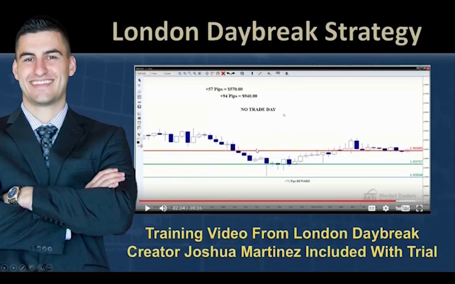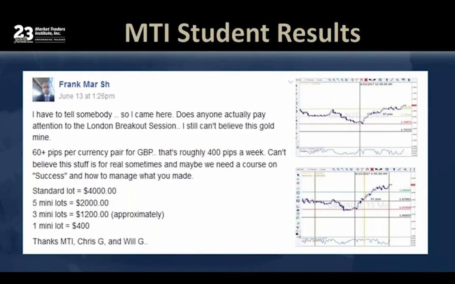Now, the neat thing about this is that some of our students here, I kind of showed you how this works. I showed you 2 examples from this past week. This is one of our students here, Frank, from our MTI Facebook page. He says here, does anybody actually pay attention to the London daybreak London breakout session? He says, I still can't believe this gold mine. He says here, 60 pips per currency pair for the pound. That's roughly 400 pips a week. Can't believe this stuff is for real sometimes. And maybe we need a course on success on how to manage what you made here.